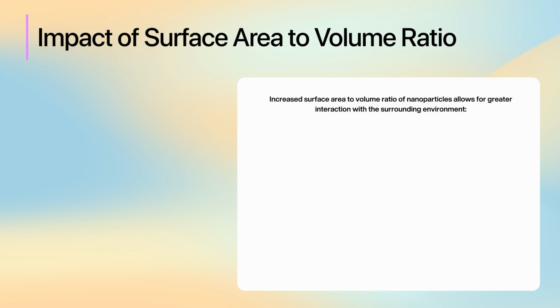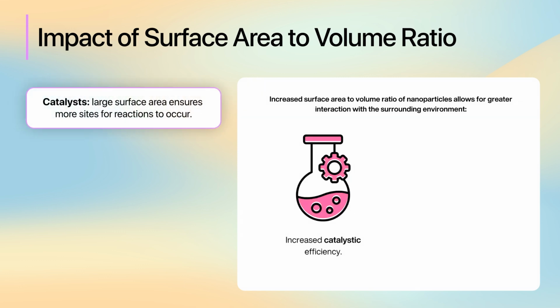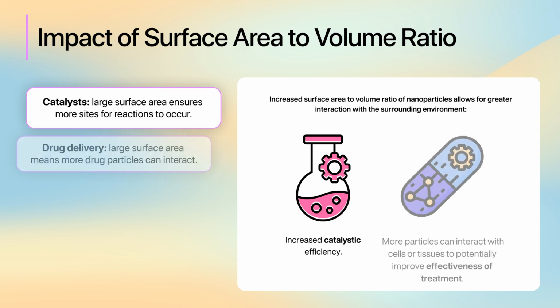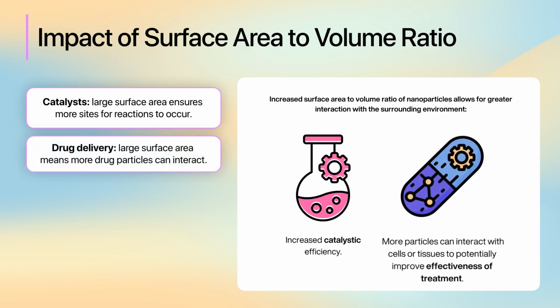For example, nanoparticles are excellent catalysts, speeding up chemical reactions very effectively. This is due to their large surface area ensuring there are more sites for reactions to occur. Furthermore, nanoparticles are used in drug delivery to transport and release medications within the body, and they are able to do this efficiently as the higher surface areas means more drug particles can interact with cells or tissues.